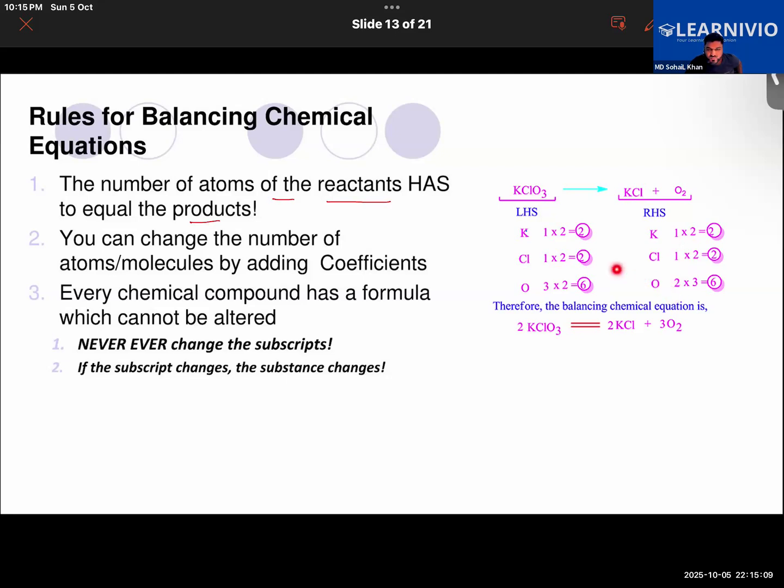So potassium and chlorine were already balanced earlier, one here and one here. But the number of oxygen atoms is different. So here we have multiplied oxygen with two to get six. When you put two here, you will have to multiply the other two atoms, potassium and chlorine, with two as well, right? So their number changes to two and two here. Here you have oxygen as 6. To make oxygen 6 here also, you will have to multiply it with 3. 2 multiplied by 3 became 6.